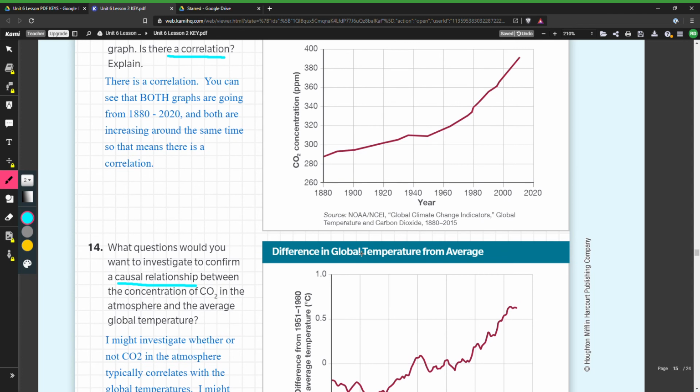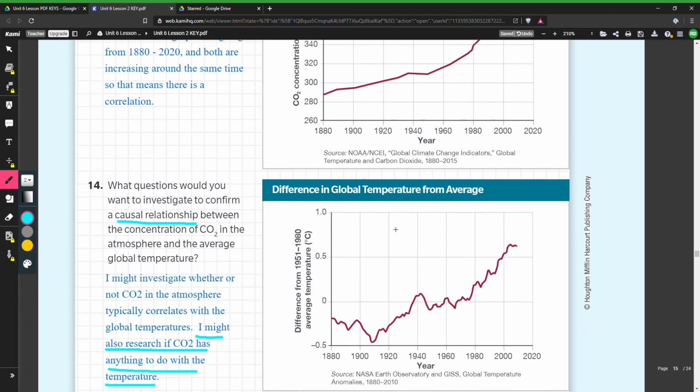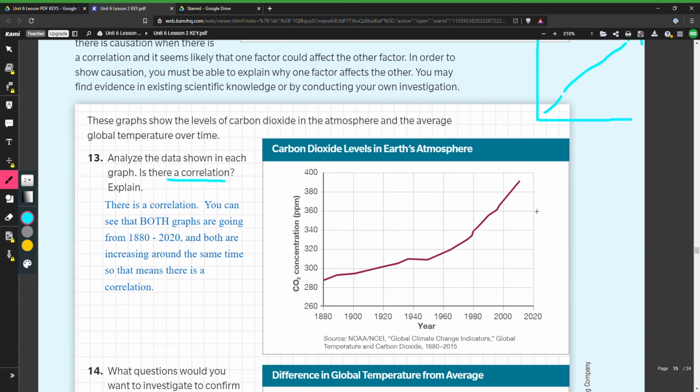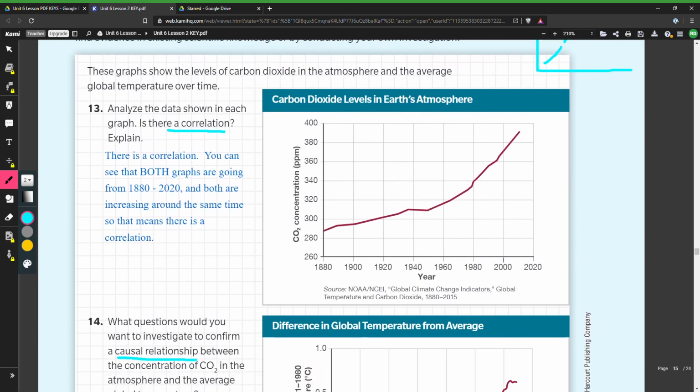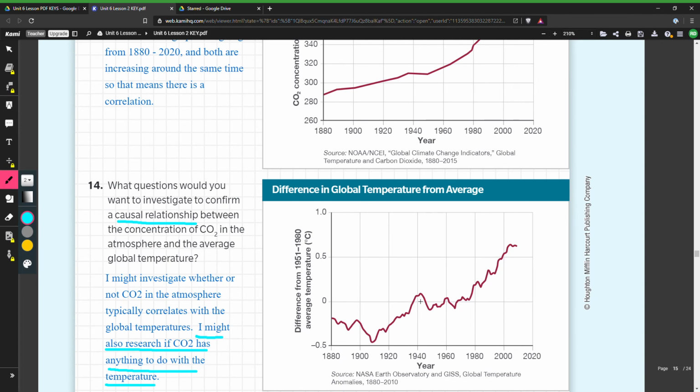Or you might want to see if you could get another 100 years of data, or maybe this was from the Earth's atmosphere, but maybe you could take local things and see if you could find other examples of the temperature increasing as the CO2 decreased. Because if you had more examples that showed the same thing, then you could be more confident that these two things are actually related.